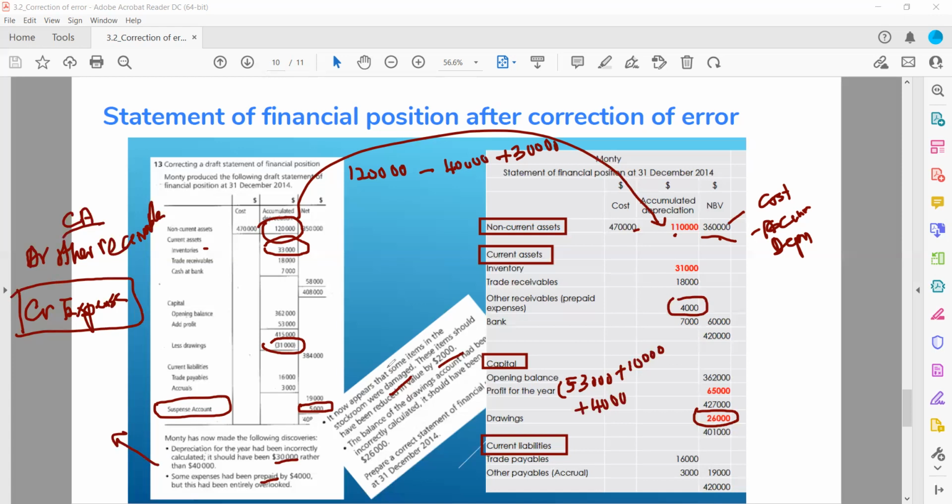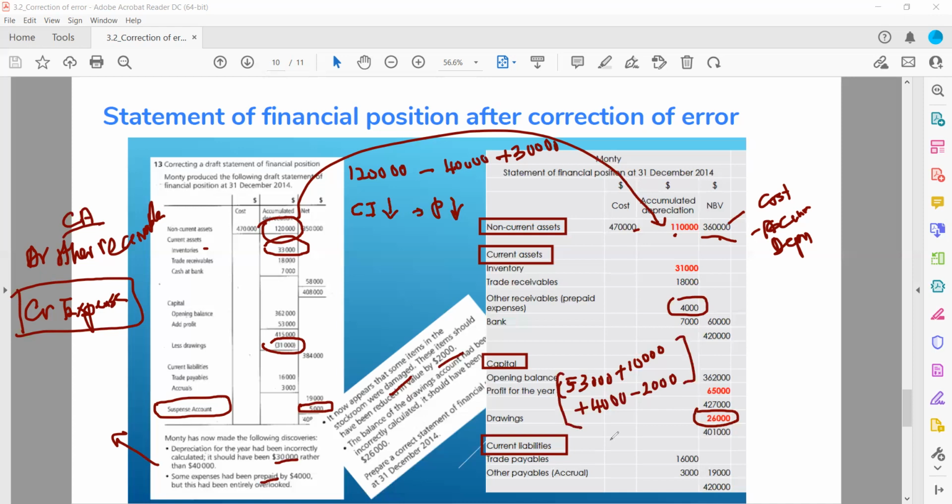This one, 2,000, profit will reduce because this is a closing inventory. Just to talk about closing inventory: closing inventory decrease, profit will decrease. So this one we have to minus 2,000. And the trial balance drawing, so calculate the amount. 53 plus 10 plus 4,000 minus 2, which we get 65,000.